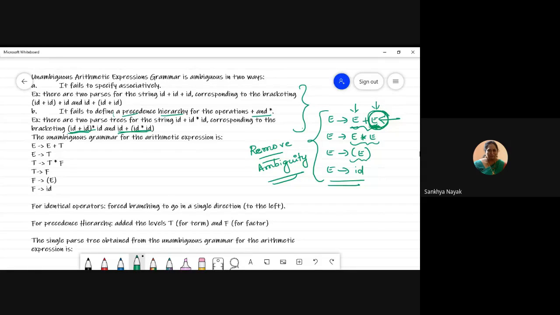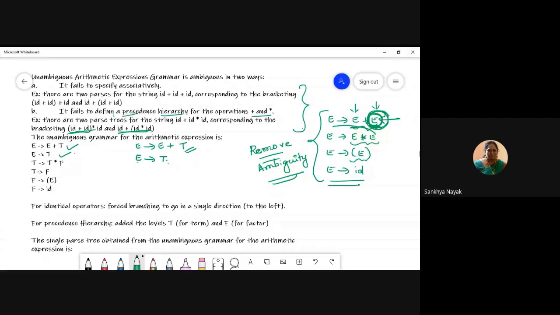E derives E plus E1 or E derives T. Why we chose the name T is because we'll call it a term, that's why. So obviously the next will be E derives T, correct? Because this E is called T, we also have to introduce E derives T.